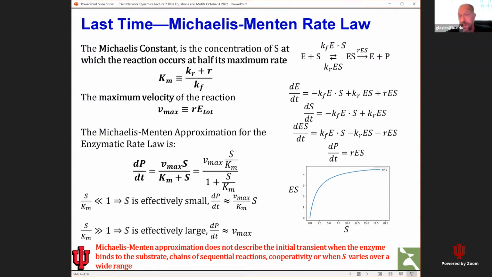And we showed that the Michaelis approximation works pretty well in a lot of cases, but it doesn't give us that short-term initial situation when the enzyme and the substrate are forming the initial complex. It doesn't work, of course, if you have long chains of reactions or cooperativity. And it's limited in the sense that you pretty much need the amount of substrate to be much larger than the amount of enzyme for it to work.